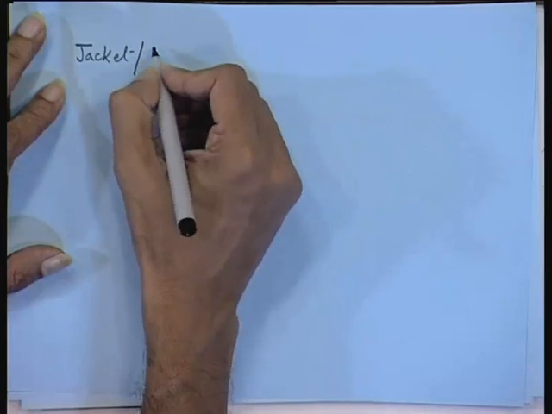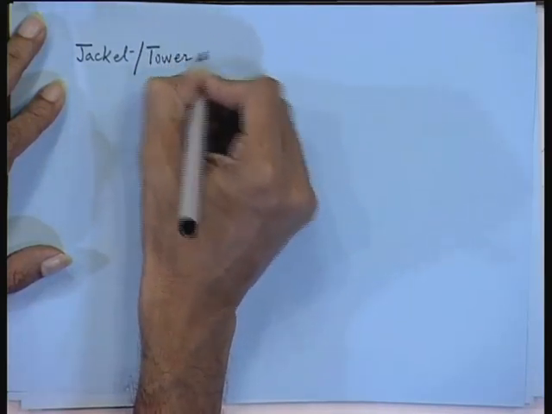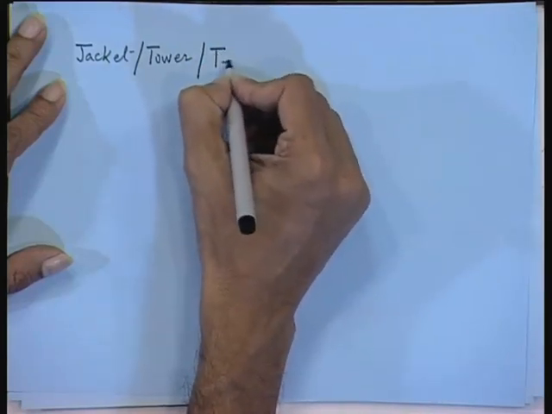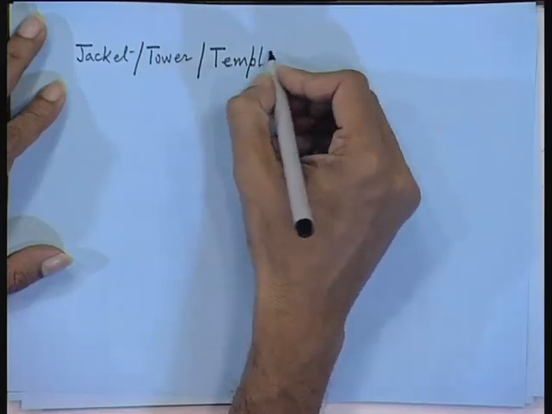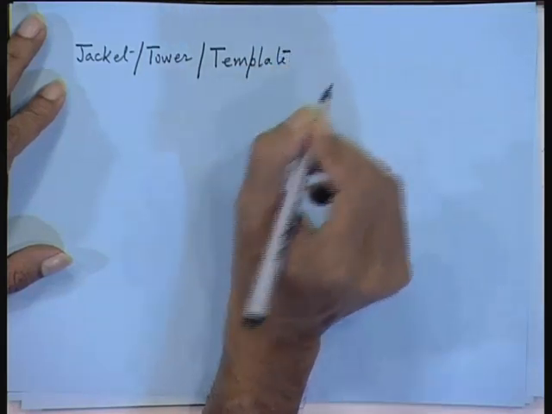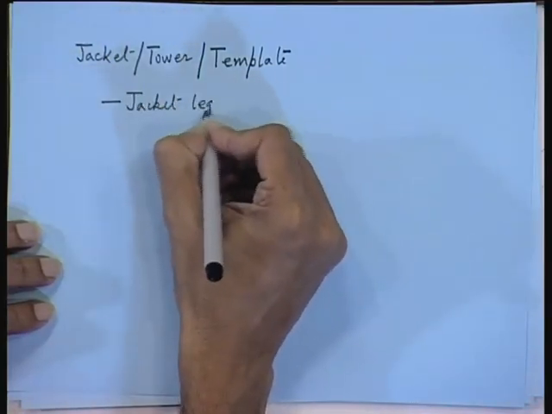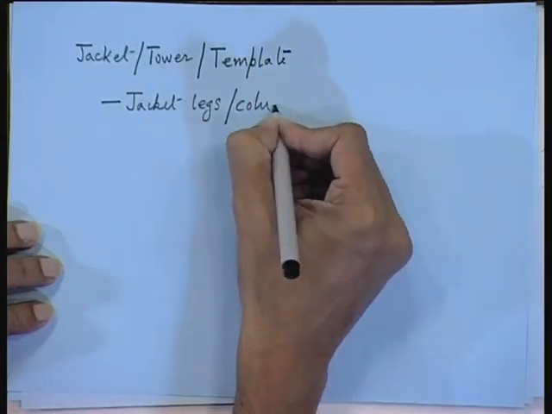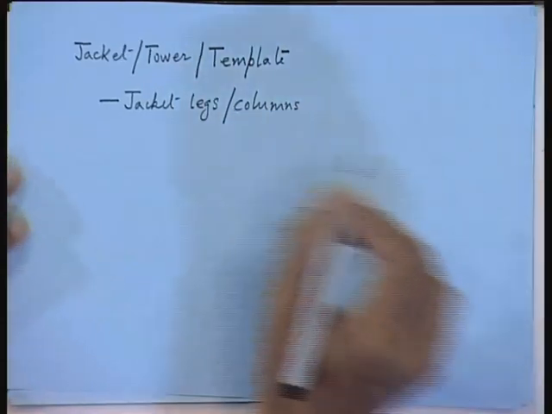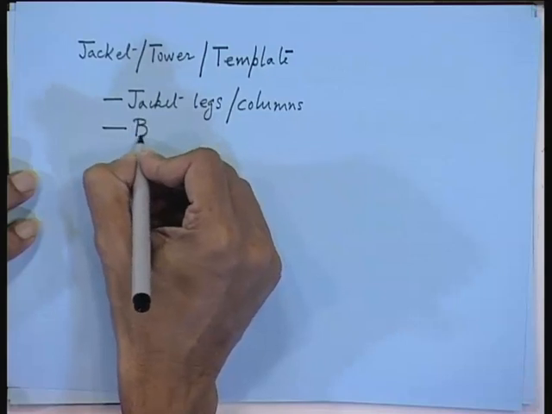Jacket, or sometimes this is also called a tower, or what else it is called. Sometimes they call this a template. So, what are the major structural components of this? So, first one, you write, is your jacket columns. So, these are called legs. These are normally larger in diameter than the next one, which is called braces.